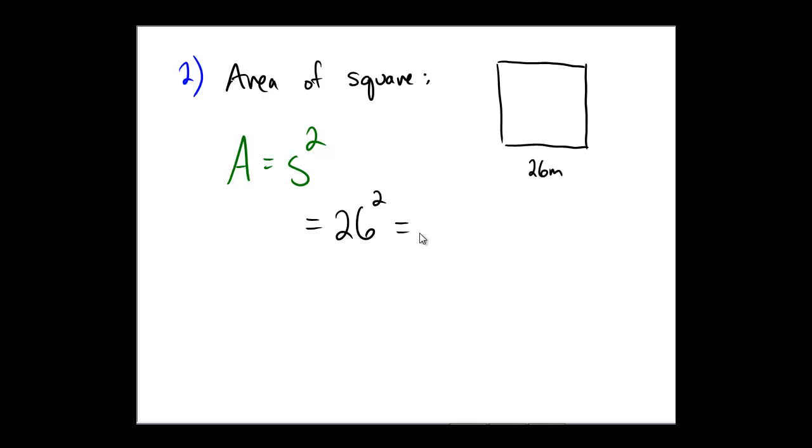26 squared is 676, and since you have two dimensions of meters, you have square meters as the units on your answer. So the final answer to this problem would be 676 square meters.